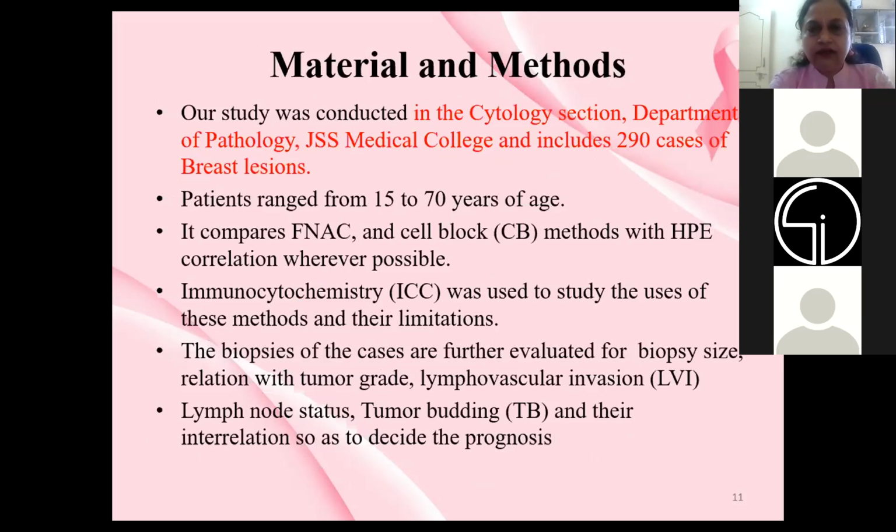Our study was conducted in the cytology section, Department of Pathology, JSS Medical College, and it includes 290 cases of breast lesions. The patients ranged from 15 to 70 years of age. It compares FNAC, cell block with HP. Immunocytochemistry was used to study the uses of these methods and the limitations. The biopsies of these cases were further evaluated for biopsy size, relationship with tumor grade, lymphovascular invasion, lymph node status, tumor budding, and their interrelation, so as to decide the prognosis and treatment modalities of these breast cancer cases.